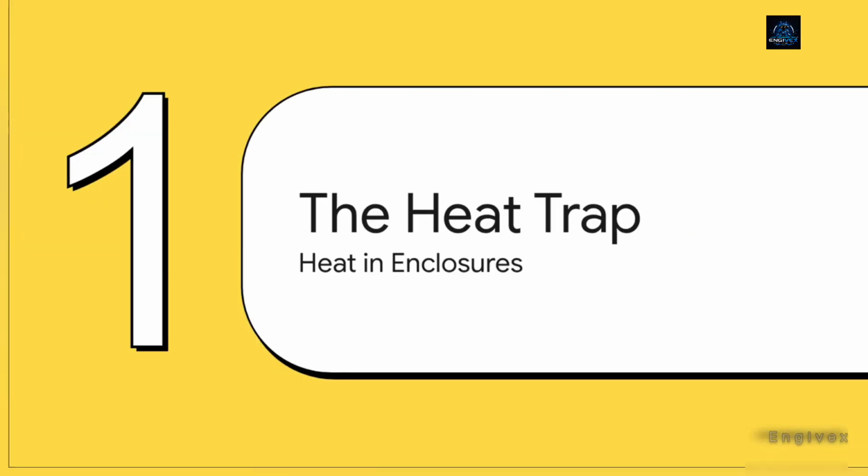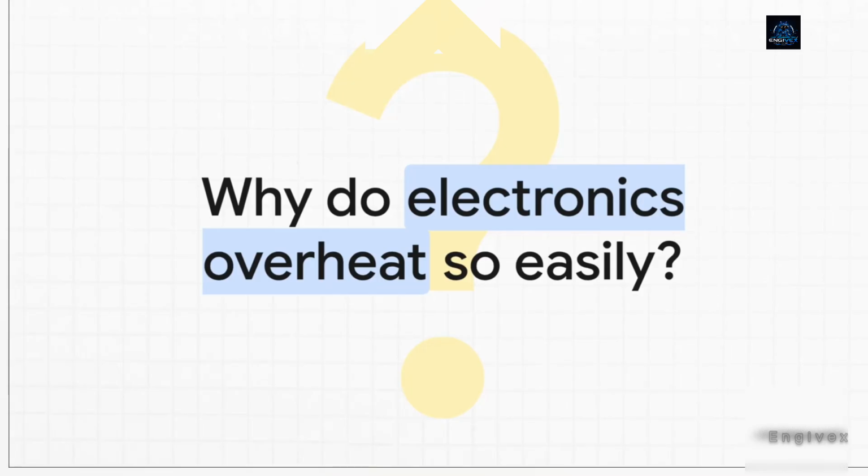Part 1, the heat trap. So why do these systems overheat so incredibly fast? Well, think about what's inside. Power supplies, drives, contactors, PLC modules, they're constantly dumping heat. Electrical enclosures are basically giant, sealed heat traps. Without some kind of active intervention, those internal temperatures will easily climb to destructive levels.